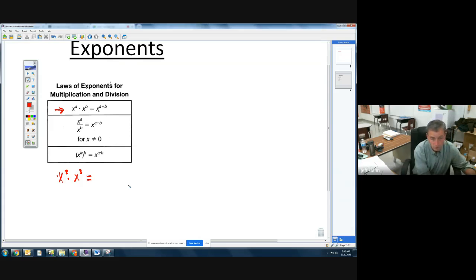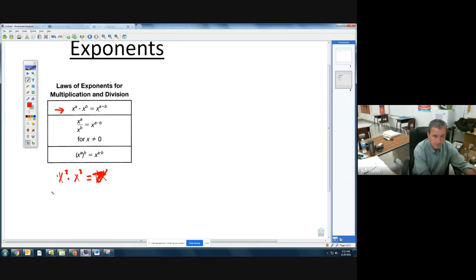Usually people go wrong with this and they think, well, it's multiplication, so 2 times 3 is 6 and the answer should be x to the 6th. Let me tell you, that is incorrect. If you break this down and think about what's really happening here, it actually makes a little more sense.